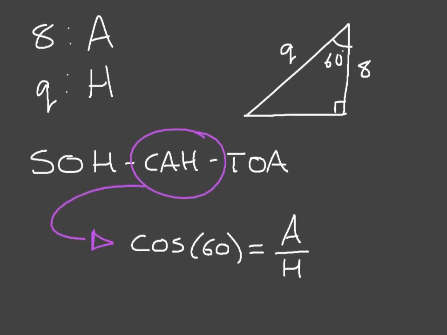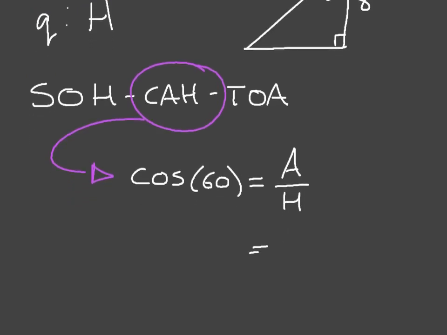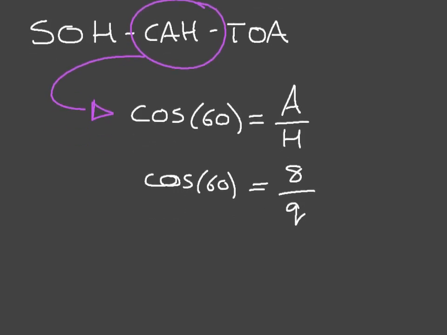And just as we pointed out and wrote down up here, the adjacent is equal to 8, and the hypotenuse is equal to Q, which is what we're looking for. So we're going to write that. Cosine of 60 is equal to 8 divided by Q. Now in this case, the unknown that we're looking for is on the denominator. We can see it here. And this will add one more step to our algebra, but don't worry, do not panic, nothing too tricky.